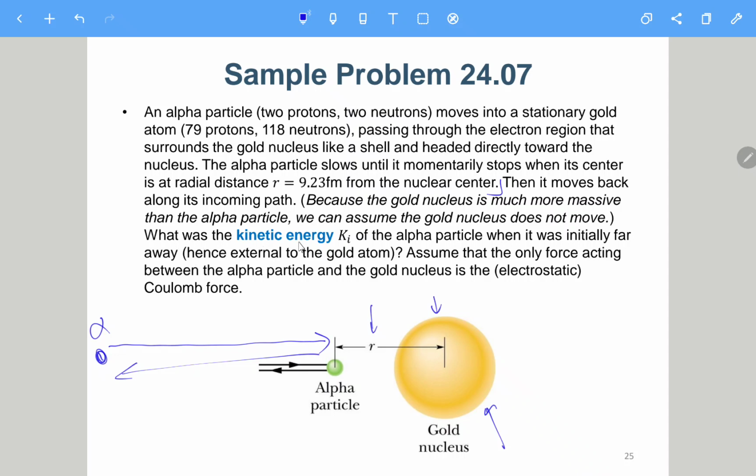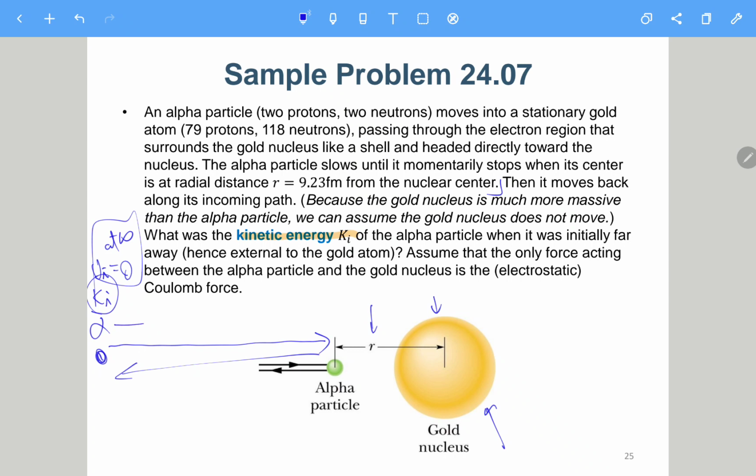Okay, so it asks, what is the kinetic energy, Ki, of the alpha particle when it was initially far away, hence external to the gold atom? Initially it is infinitely far away, so it has kinetic energy, and the initial potential energy, Ui, is zero at infinity. So it has initial kinetic energy.